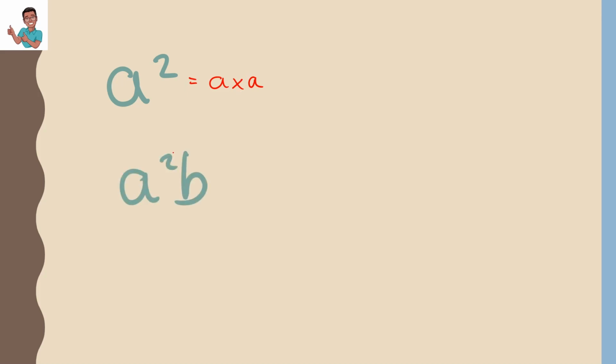Here we have a squared b. Let's focus on this. We have the two variables and they're next to each other without being separated by an operation. This means that we are multiplying this whole section here to the b. So a times by a, because we have a squared, times by b.